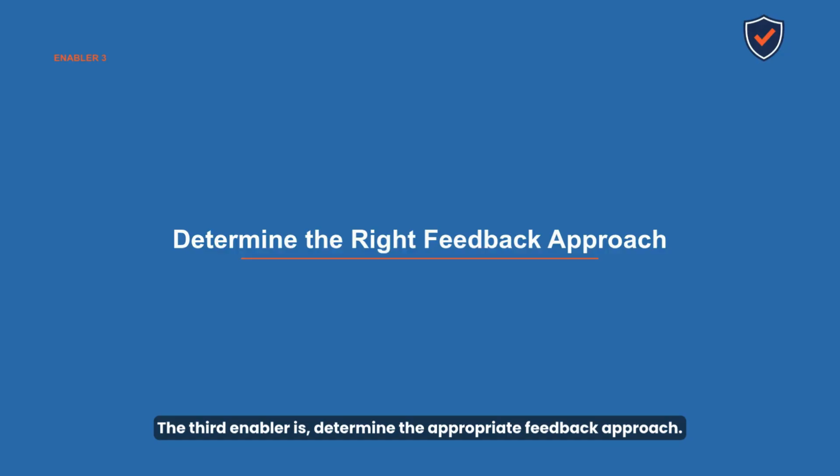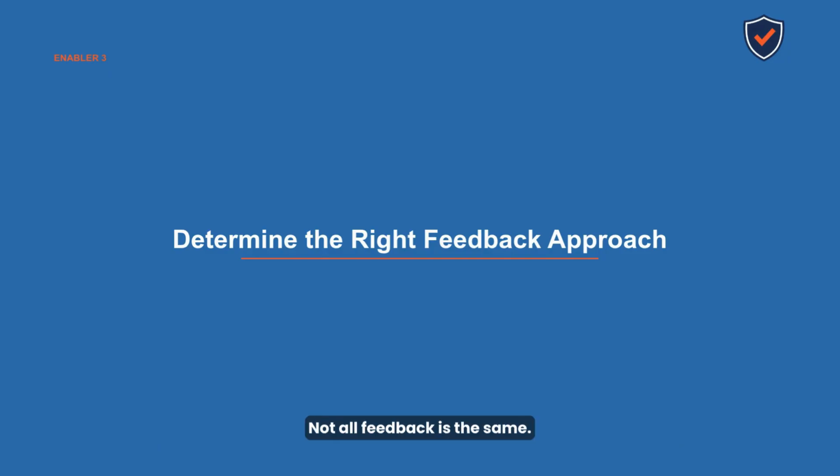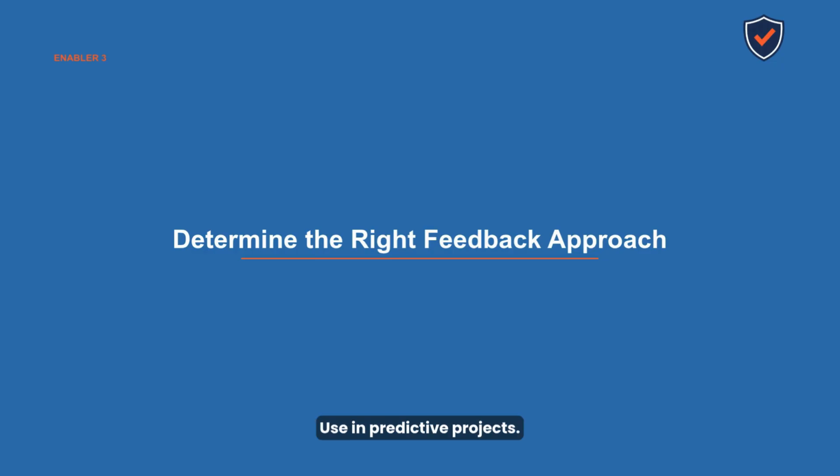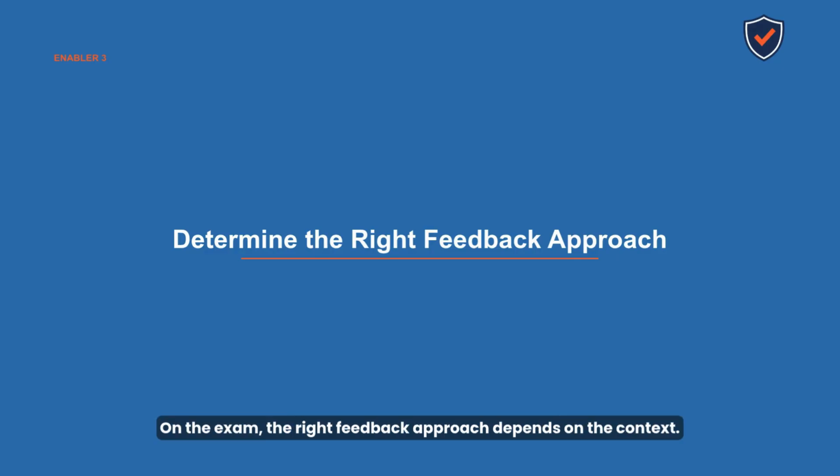The third enabler is determine the appropriate feedback approach. Not all feedback is the same. The PMP exam tests whether you know which approach fits which situation. Formal feedback. Structured performance reviews at set intervals. Used in predictive projects. Informal feedback. Real-time, ongoing conversations. More common in Agile environments. 360-degree feedback. Input from peers, direct reports, and managers. Used for comprehensive appraisals. On the exam, the right feedback approach depends on the context.